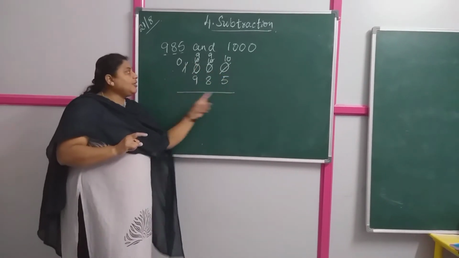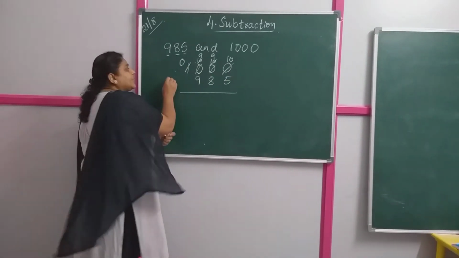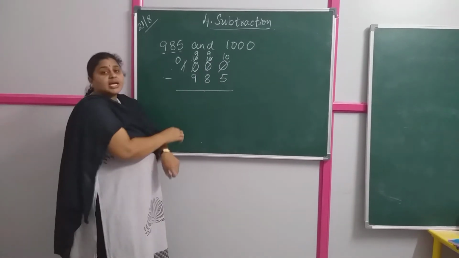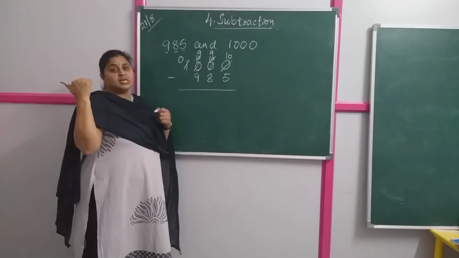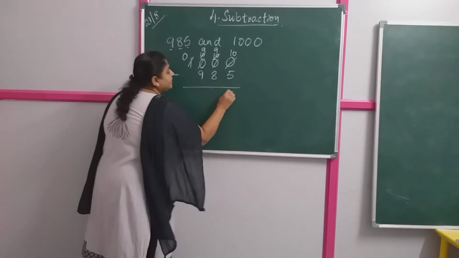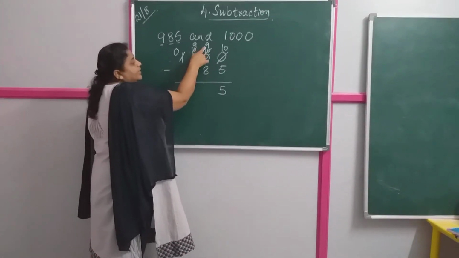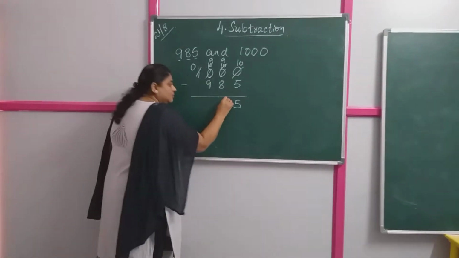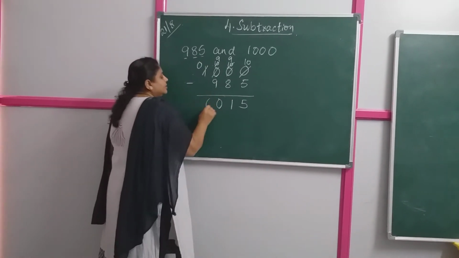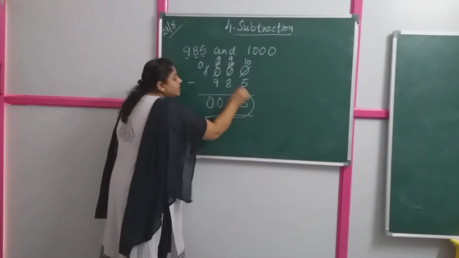Now after you did all the borrowing, let us do the subtraction. From 10, if I take away 5, come on, start counting after 5: 6, 7, 8, 9, 10. 5. Now what do I have? 9. 9 minus 8, 1. Again 9 minus 9, 0, and the rest as it is. So what is our answer?